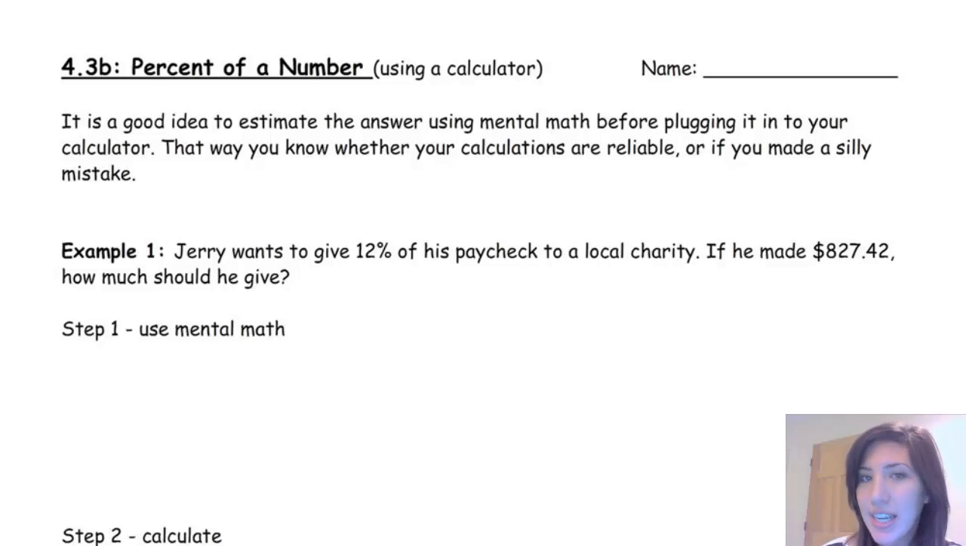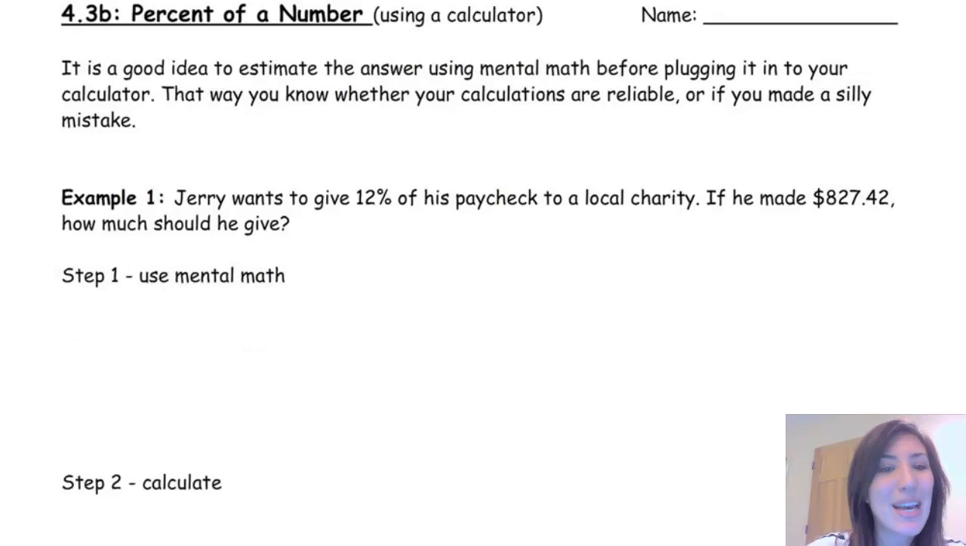Well, the first thing I'd like you to do is to try it in your head. I know it takes a little bit of effort, but this way you know if your calculations are reliable or if you made a silly mistake. Plus, if you're at dinner at a restaurant or you're at a store and there's a sale, you're not likely going to whip out your calculator. You want to be able to think about these percents in your head before we double check with the calculator. Let's try the first example.